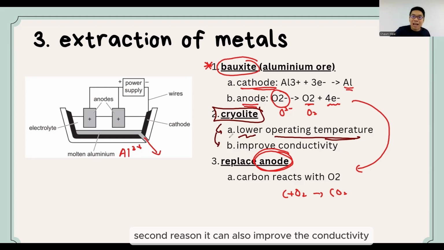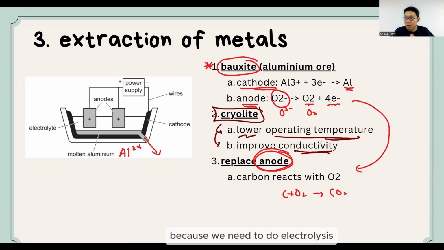Second reason, it can also improve the conductivity because we need to do electrolysis. So the conductivity is very important, and cryolite can improve the conductivity. So this is everything that we need to know about extraction of aluminium. Then let's go to the IGCSE questions.